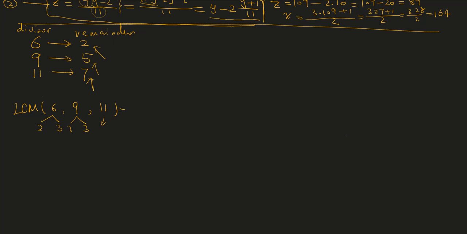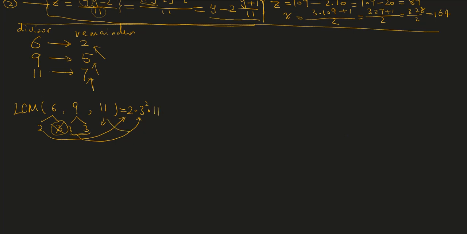Therefore, the least common multiplier is 2 times, this 2 is from here, right? 3 square, this 3 square is from here. You may wonder, how about this? We removed this, because that's not necessary. We already have 2 3's from 9, so this 3 is redundant, and we will kick it out. And then let's multiply 11.